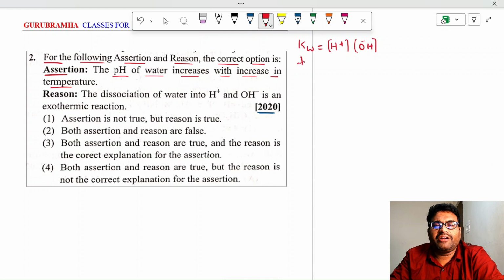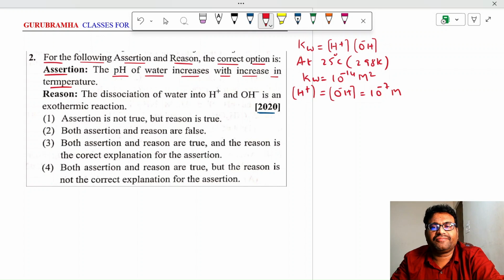At 25 degrees centigrade, which is equal to 298 Kelvin, we know that Kw is equal to 10 power minus 14 mole square per liter square, in which H plus ion concentration is equal to OH minus ion concentration, which is equal to 10 power minus 7 molar.